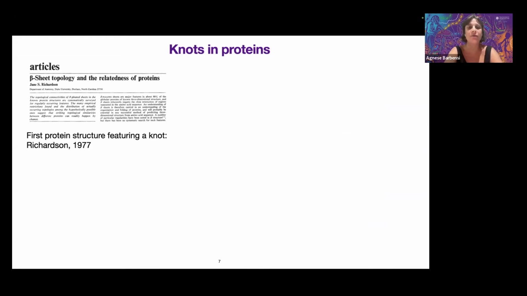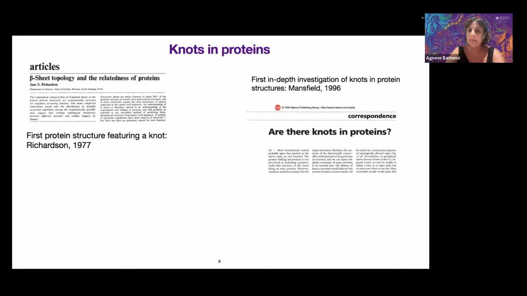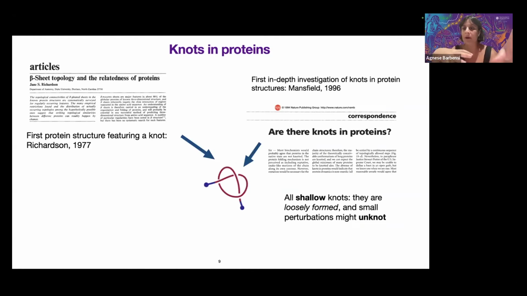The first protein structure featuring a knot was found by Richardson in 1977, but it wasn't until 1996 when Mansfield performed the first in-depth investigation of knots in protein structures, finding several of them. However, all of the proteins found at that point were shallow, meaning that they were loosely formed, and small perturbations might result in unknotting, as suggested here by the figure. So by shallow knotted, again, I mean the knot is there, but it's loosely formed. It takes most of the chain, and again, it's somehow not very robust.